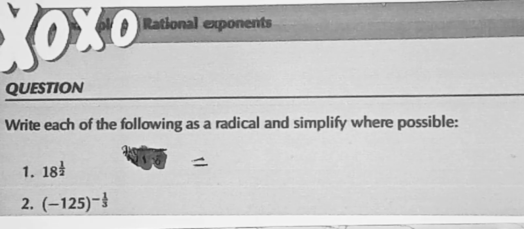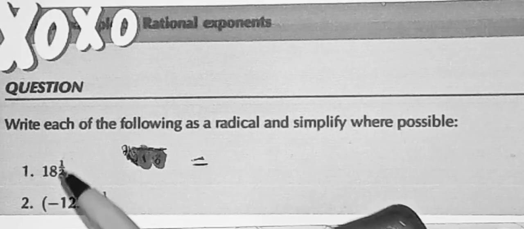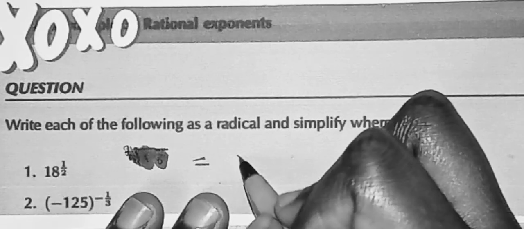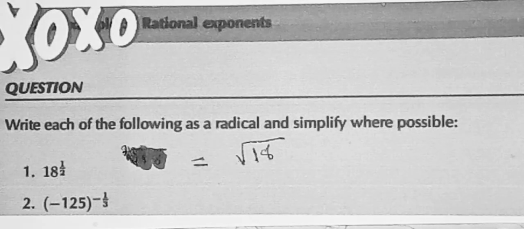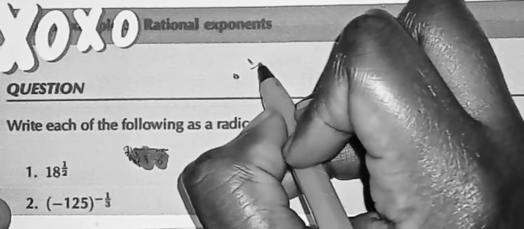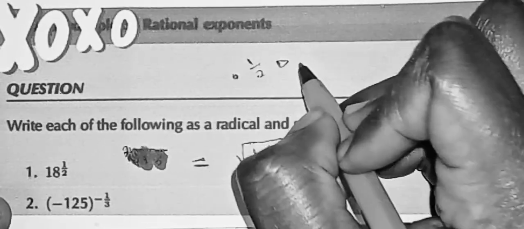Let's talk about rational exponents. Write each of the following as a radical and simplify where possible. You know that the exponent 1/2 is actually the square root, which is the radical sign. So it will give you the square root of 18. Let me write it here: 1/2 is actually a square root.